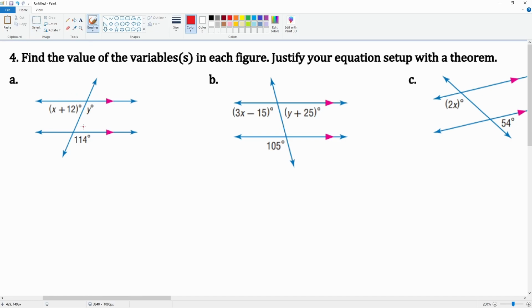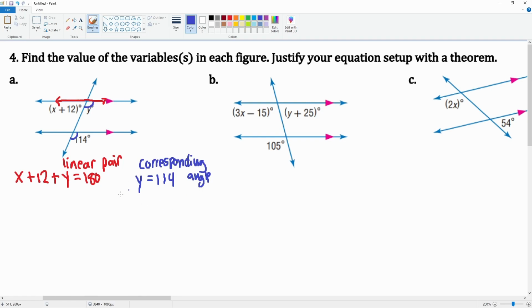We notice that we can set up this equation right here. x plus 12 plus y is equal to 180 because of linear pair. But the reason why you can't solve this right now is because there's two variables. We must know what y is. Well, we know y is equal to 114. We know this is true because of corresponding angles.